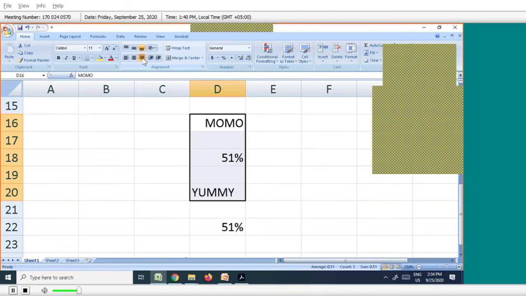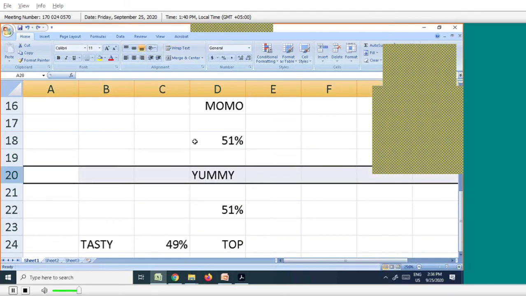Good. Indirectly Momo is controlling the top by way of ME, because Momo is holding 51% in ME, so major controlling, and ME is holding 51% in top. So Momo will control ME, and ME will control the top. You got it?